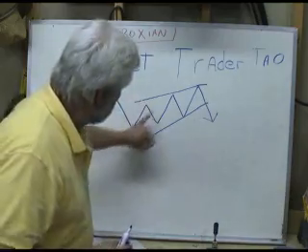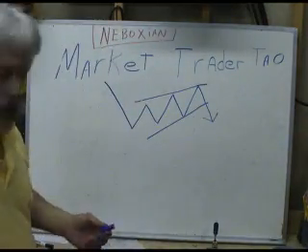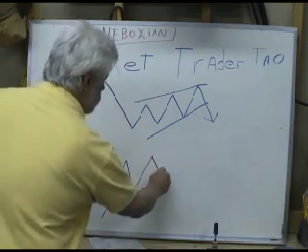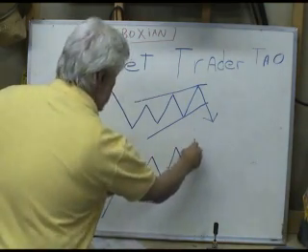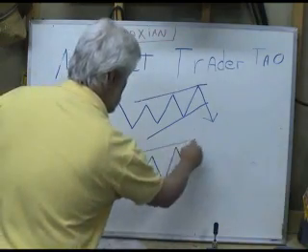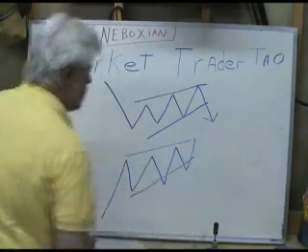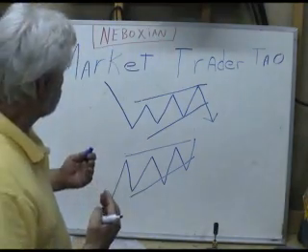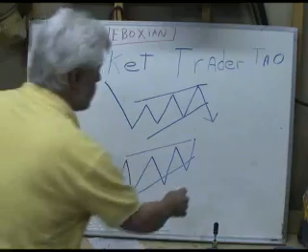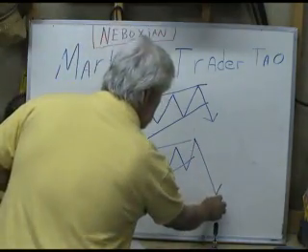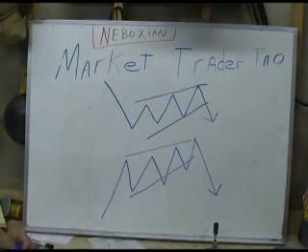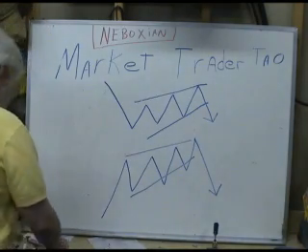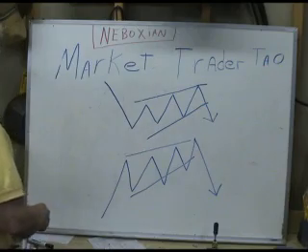In a downtrend, of course, that's a continuation, but in an uptrend, if you have a bearish wedge, then it's going to continue to be bearish. And the same the other way around.